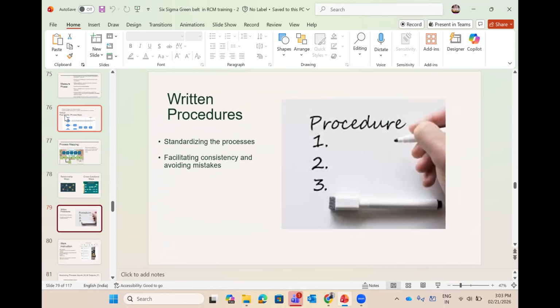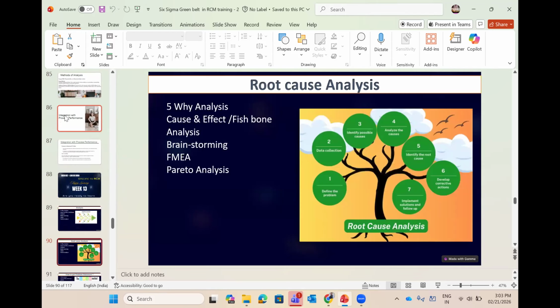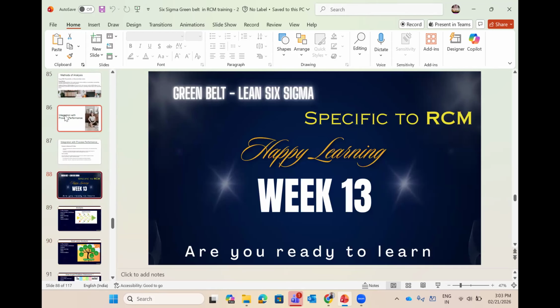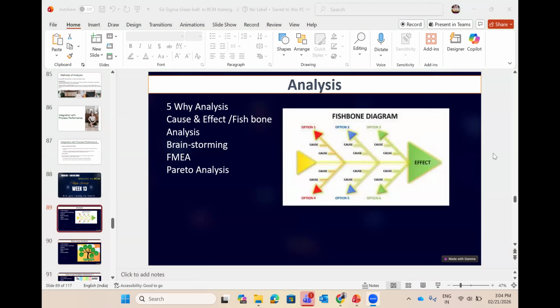Coming to the first tool, what we are going to cover here is the overall tool we will cover in session 13. We already discussed the fishbone diagram, right? How the fishbone diagram works. We already discussed this particular part. The fishbone diagram is based on the cause and effect diagram. That's what we call this.